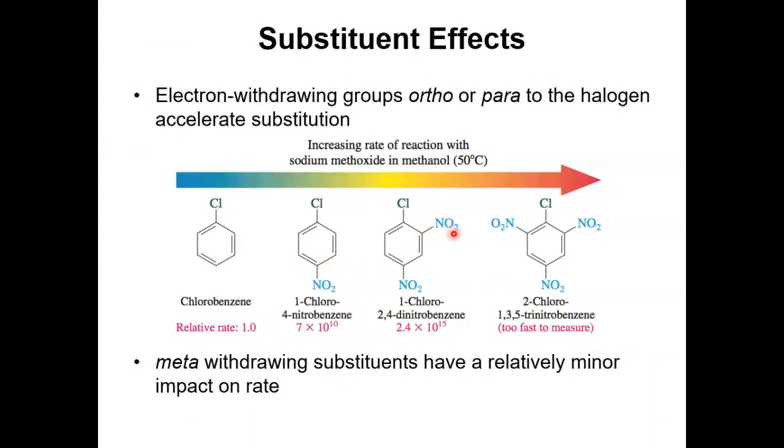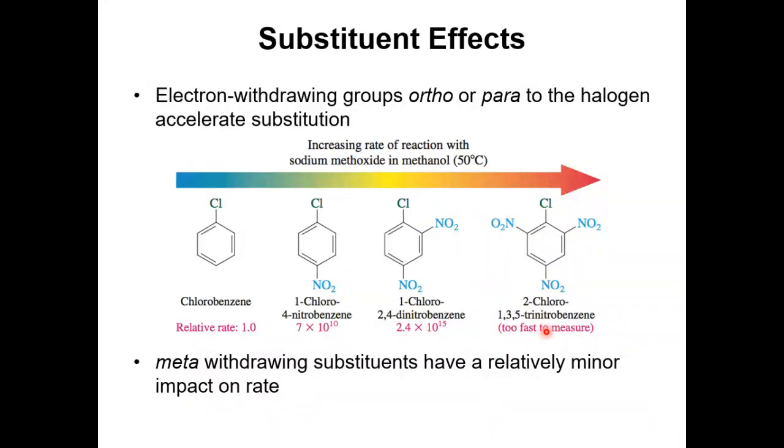Then if you install another nitro group, now basically you have 1 nitro group para to the chlorine and another nitro group ortho to it. Compared to just 1 nitro group, the rate increased by like 30 something thousand times. And if you have 3 nitro groups, 2 of them ortho to the chlorine and 1 of them para to the chlorine, the nucleophilic reaction rate is too fast to measure, basically instant.